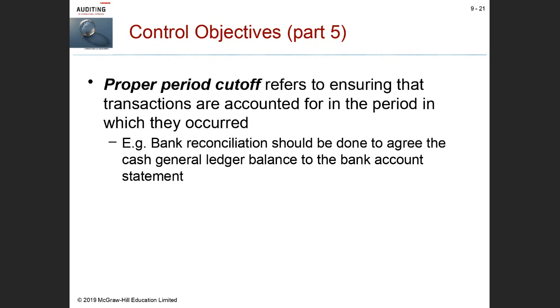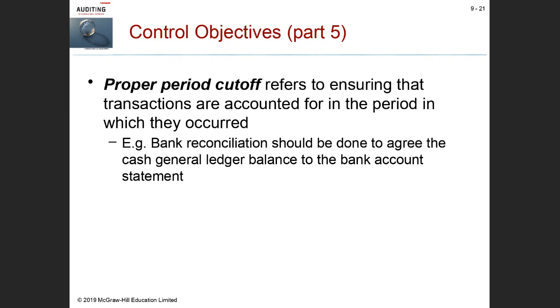Right? So companies, you can go online and see what the bank balance is, right? Just like you would go online and see what your own personal bank account balance is. Companies can do that as well. And then you reconcile that balance per the bank, right? Per the bank's accounting records to your own internal records. And you'll discover usually there are differences.